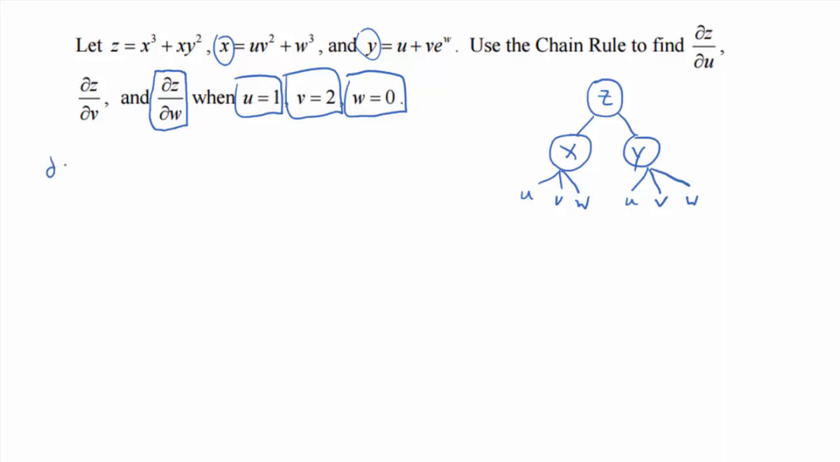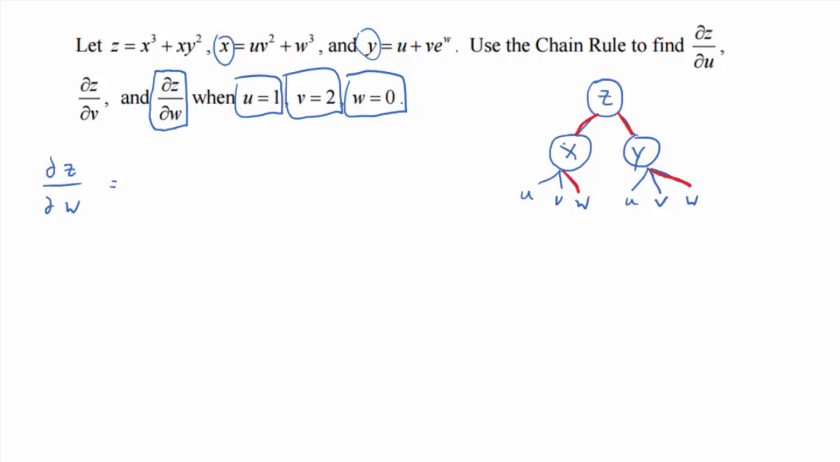So if we're going to find the partial of z with respect to w, which chain are we going to follow? We're going to have to go from z to x. We'll have to go from z to y too. And then from x to w, and then add that to the chain of derivatives we get from going from z to y and from y to w. So what would that formula then look like?